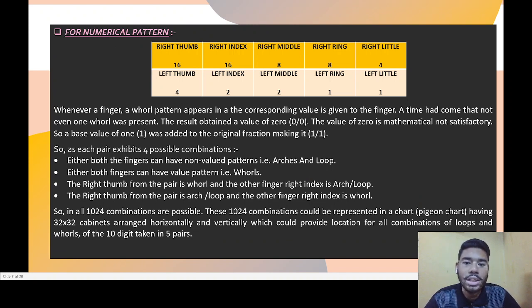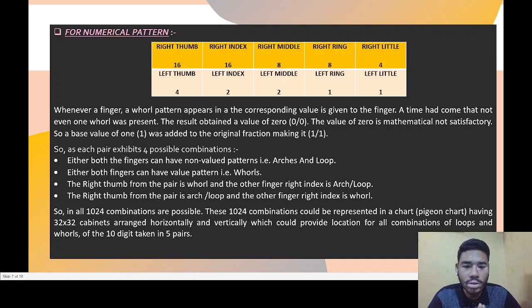For the numerical patterns, the table is given. Whenever a finger has a whorl pattern, it has a corresponding value, but when no whorl is present in all the 10 fingers, the obtained value will be zero. So it's not satisfactory from a mathematical point of view. So we add a base value of 1 to the fraction to make it 1.